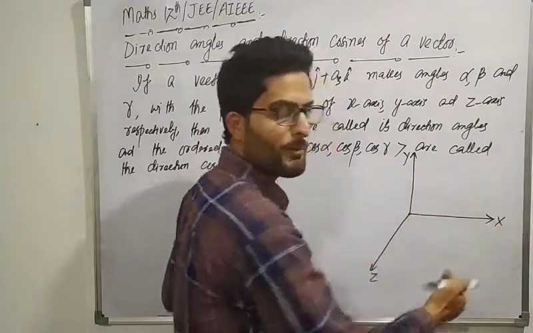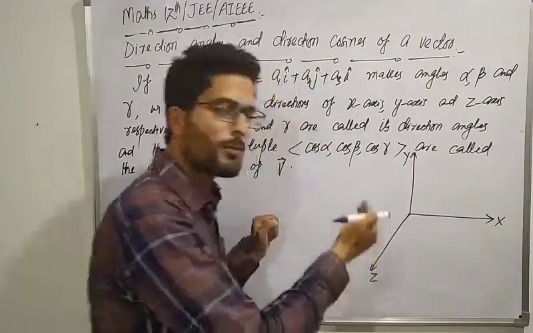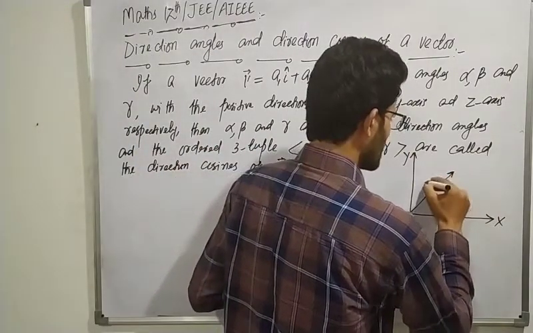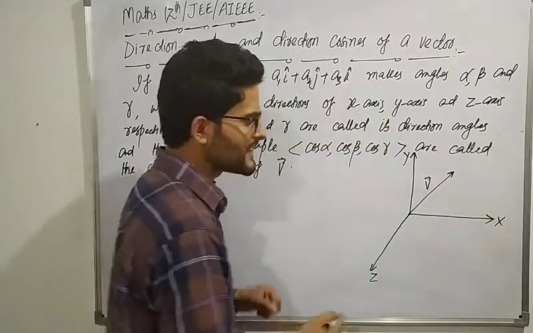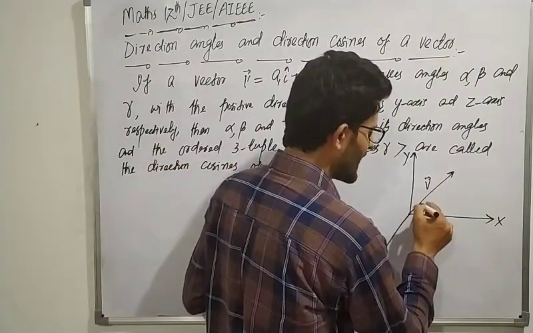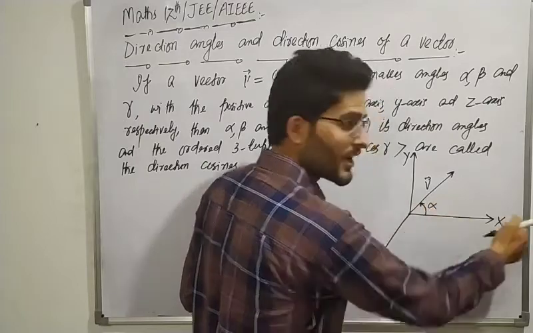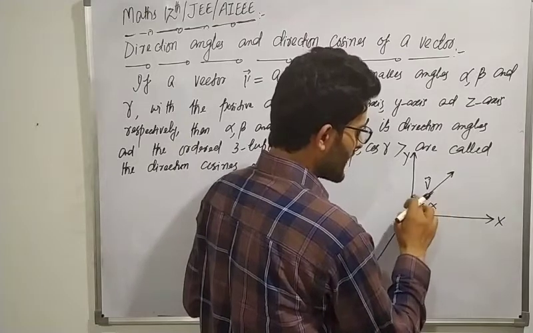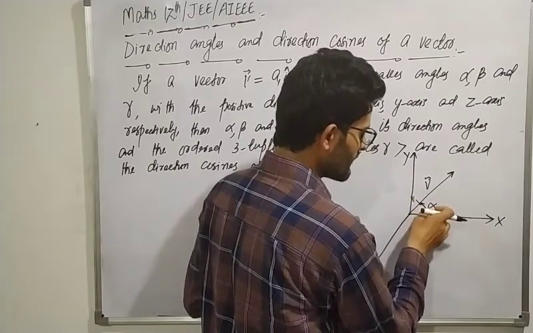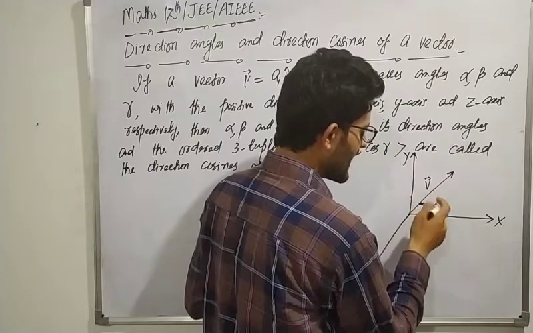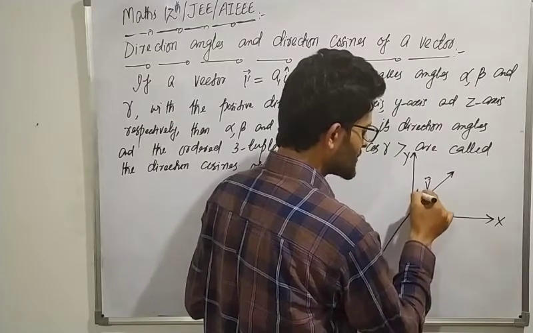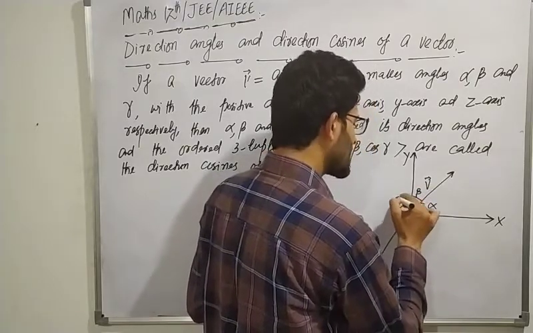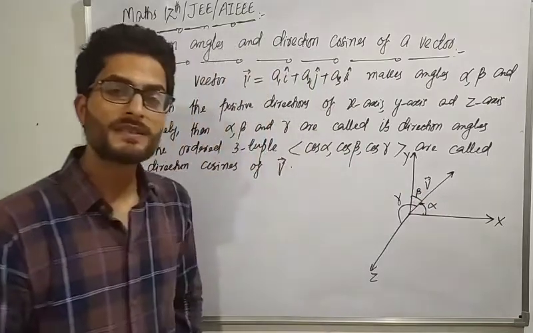तो suppose this your positive x axis, this your positive y axis and this your positive z axis, and suppose you have any vector v, and suppose that vector v makes an angle alpha with the positive direction of x axis, makes an angle beta with the positive direction of y axis, and this vector v makes an angle gamma with the positive direction of z axis.